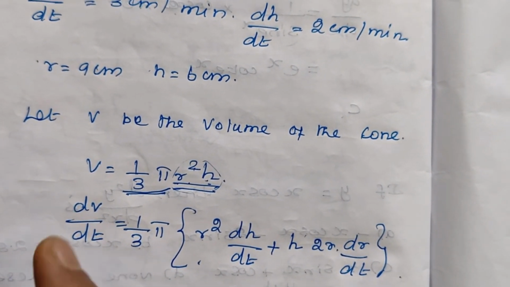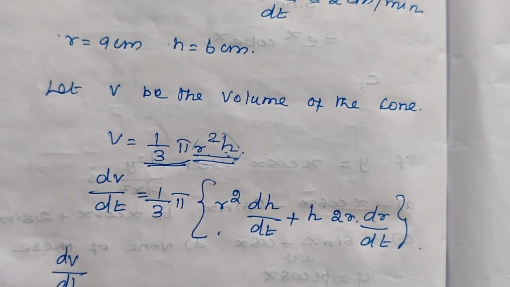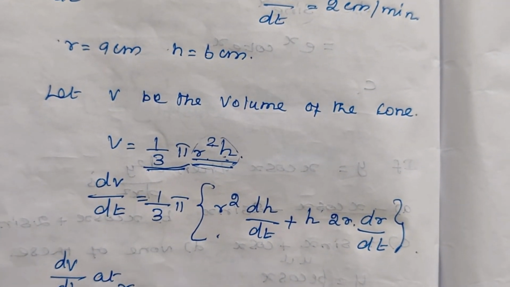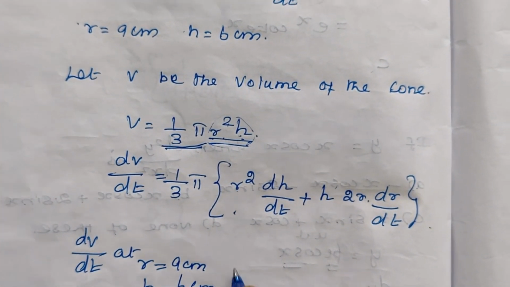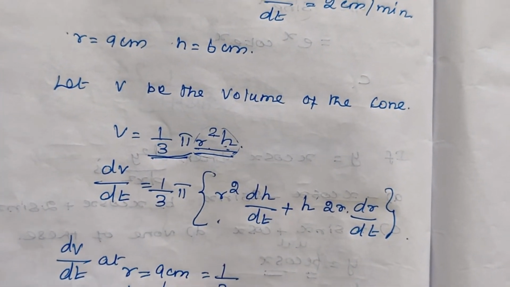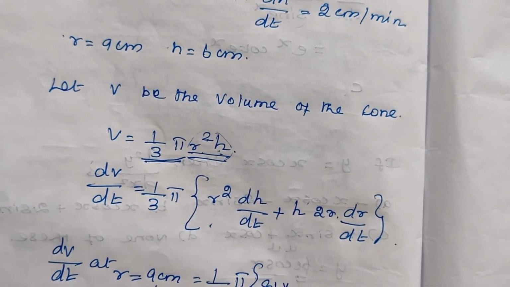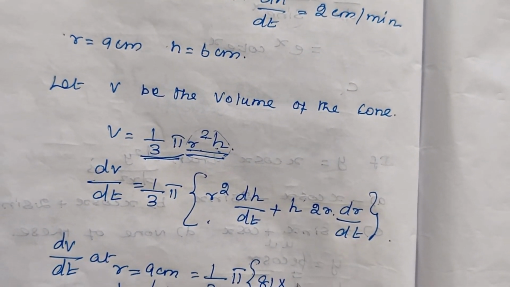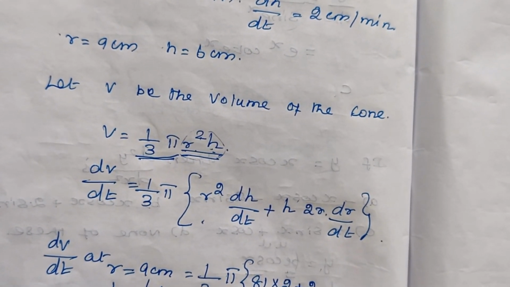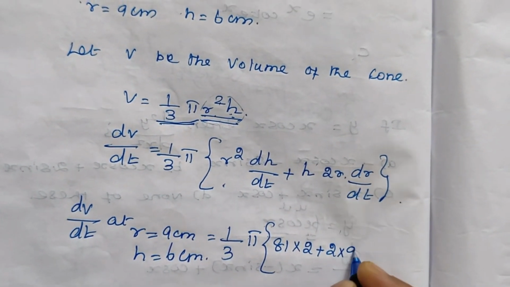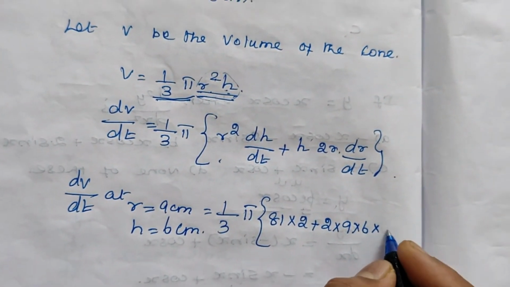Now here it is given, that is rate of change of volume, that is dV by dt at r equal to 9 centimeter and h equal to 6 centimeter. So that is equal to 1 by 3 pi and r square. R equal to 9, 9 nines are 81. And what is dh by dt? That is equal to 2 centimeter plus here 2 into r. That is r is 9 centimeter, into h is 6 centimeter, into what is dr by dt? That is 3 centimeter.